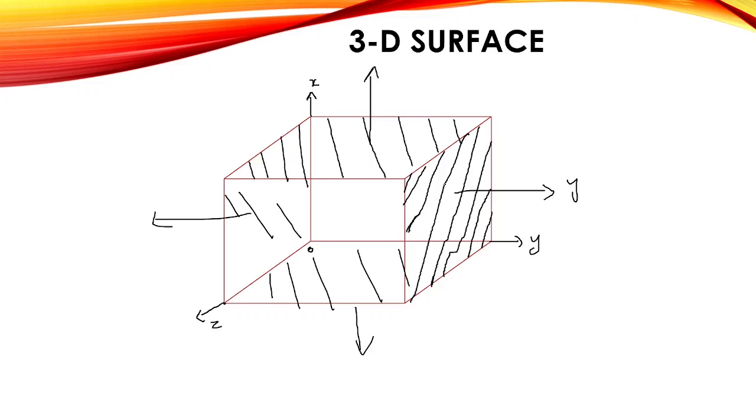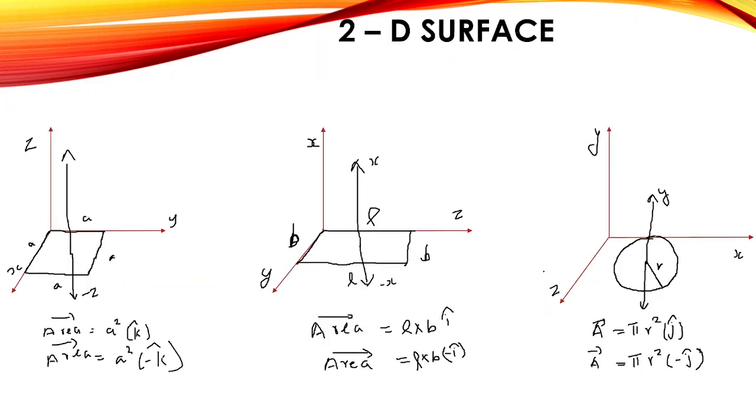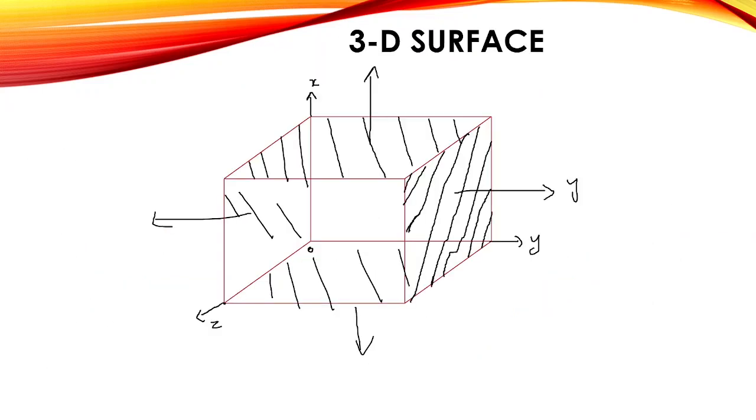I hope you understood what the area vector is. Now let's rewind it once more. Area can be represented as a vector. It has both magnitude and direction, and the direction of the area vector is always perpendicular to the surface. That means it should always be in a perpendicular direction to the surface. Okay. And we have done so many examples. So next we are going to look at what electric flux is, which is the main topic of this class.